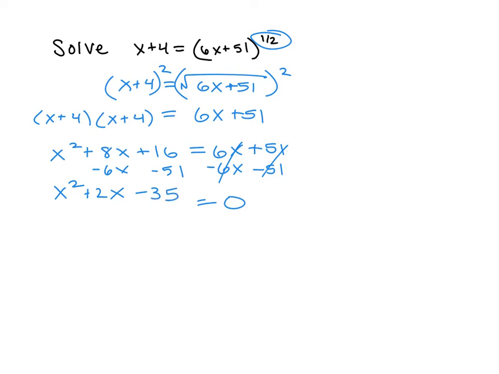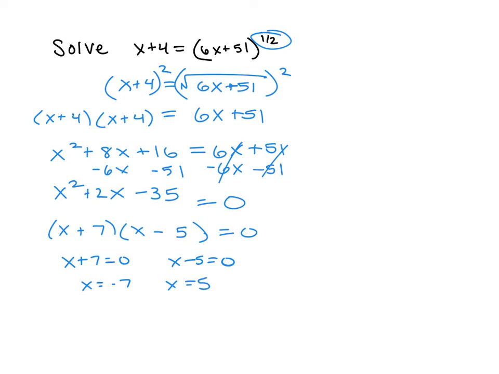And then I have a couple options to solve. I can solve by factoring, completing the square, or using the quadratic formula. And I like factoring the best if it can factor. So I'm going to see if it will, and it looks like it will, with a positive 7 and a negative 5. And then I can go ahead and finish solving from there. So I get that x equals negative 7 or x equals 5.